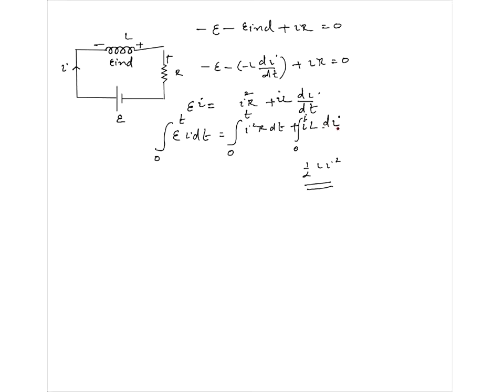And this is 0 to I, integral L i di. So when you integrate it, you get half L I square. You can check, it's a very simple integral. L into I square by 2, from 0 to I, will be half L I square. Half L I square is the energy stored inside the inductor when the current through it is I.